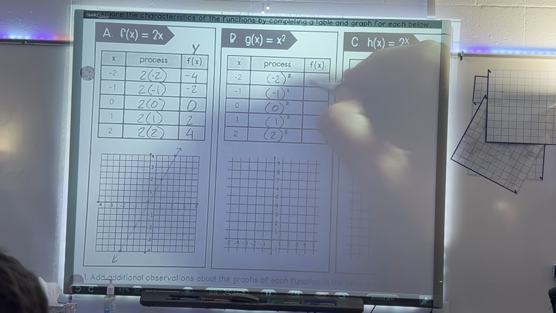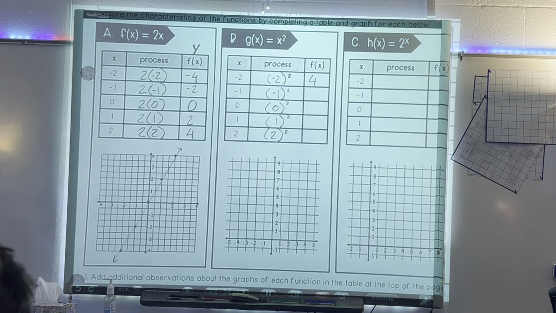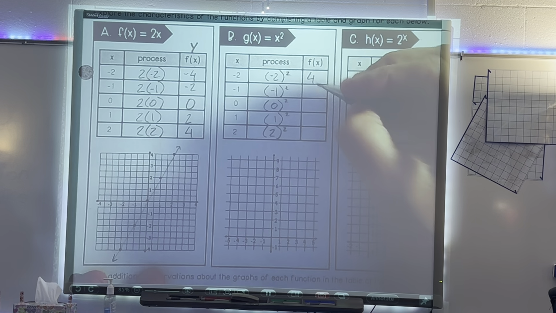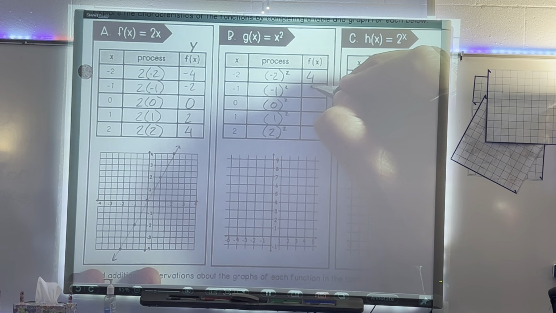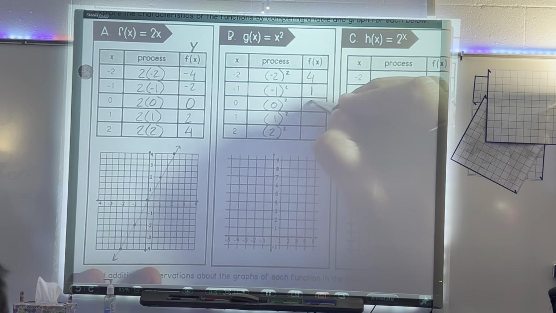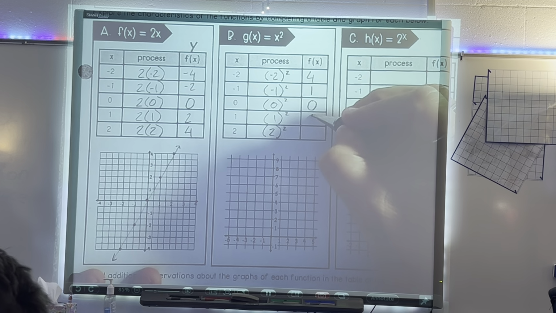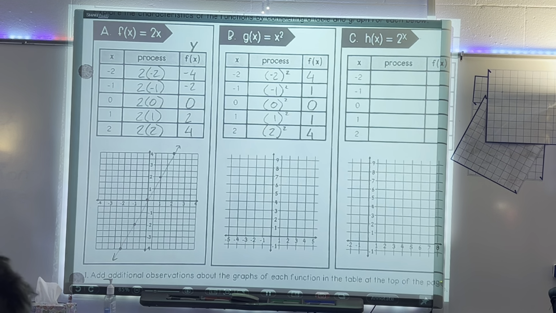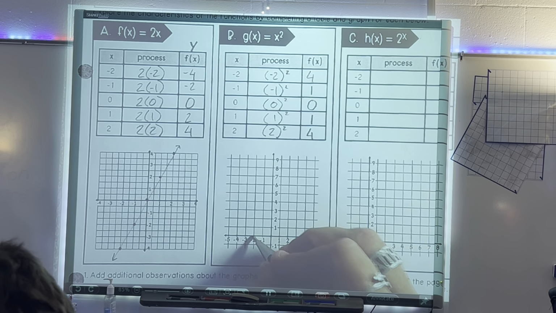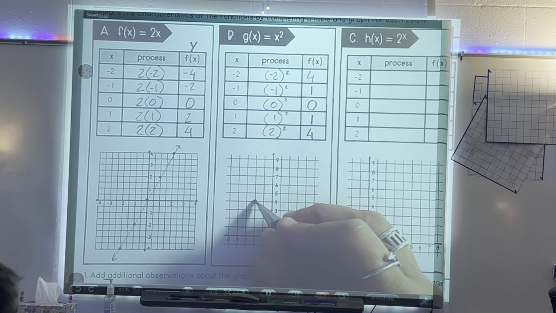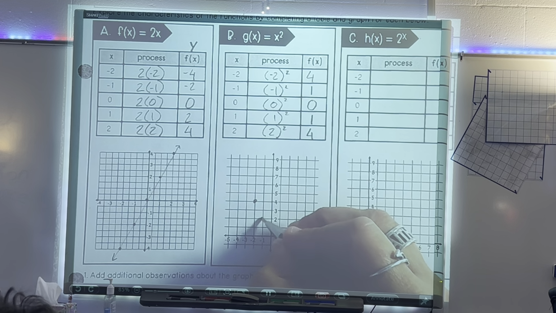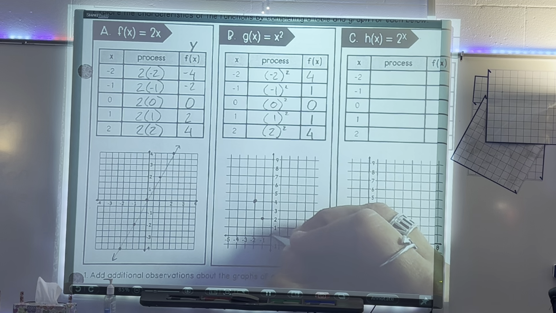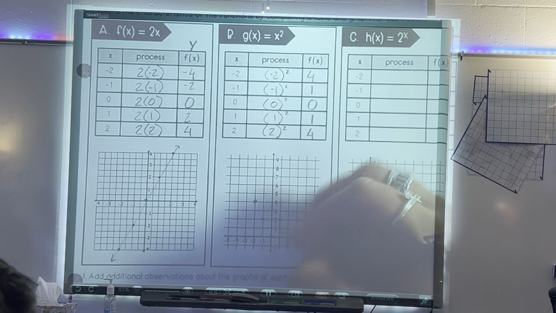I'm going to get positive 4 because 2 negatives are going to give me a positive. Negative 1 squared is going to give me positive 1. 0 squared is going to be 0. 1 squared is 1. And 2 squared is 4. So if I put these on here, negative 2 is at positive 4. Negative 1 is at positive 1. 0 and 0. 1 and 1.